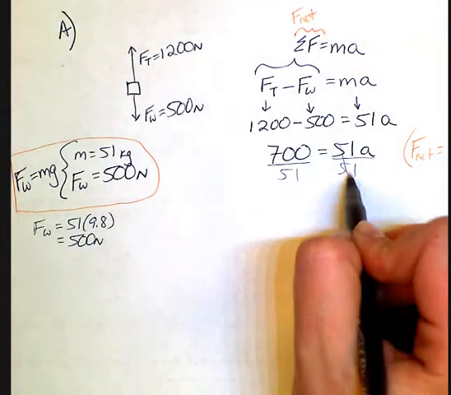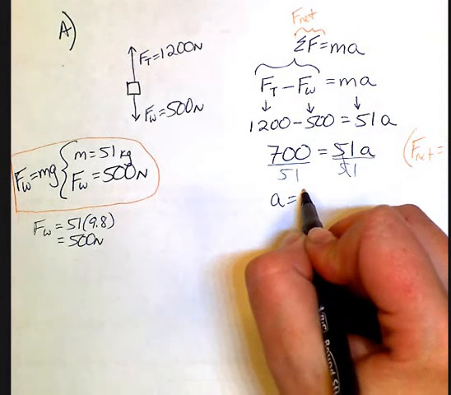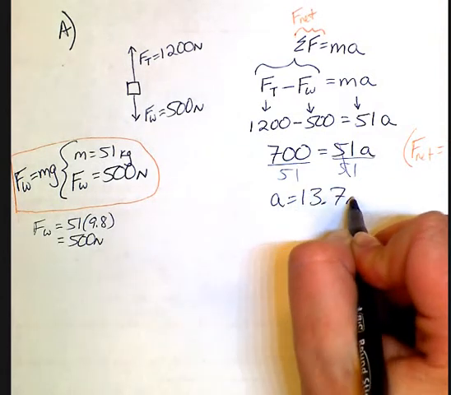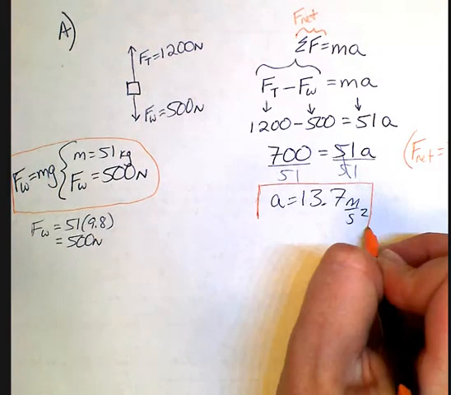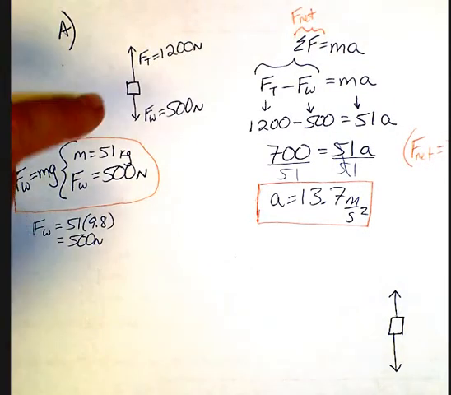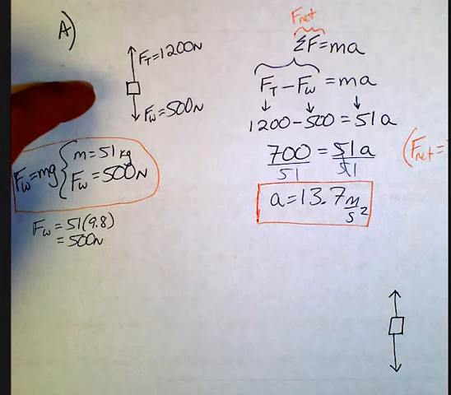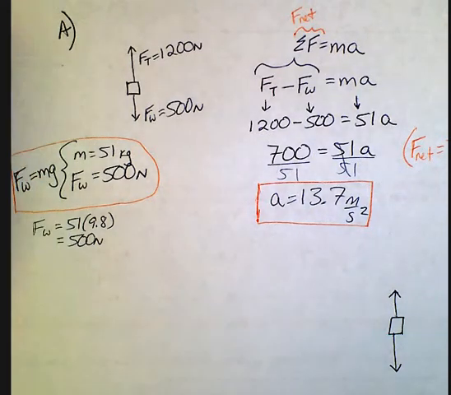And I've got a is equal to 13.7 meters per second squared. Don't forget your units. Notice that it is unbalanced in the upward direction, so it is going to accelerate, and it'll accelerate in the upward direction.